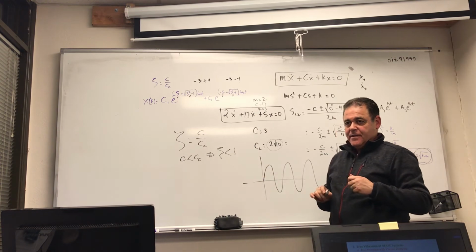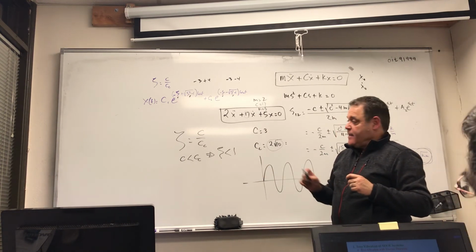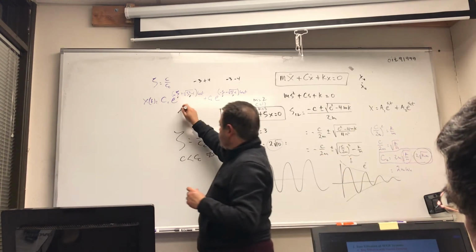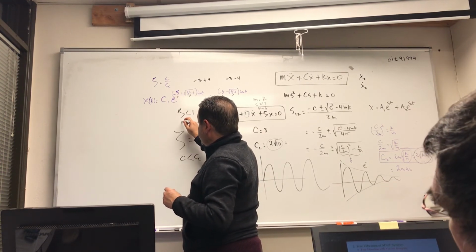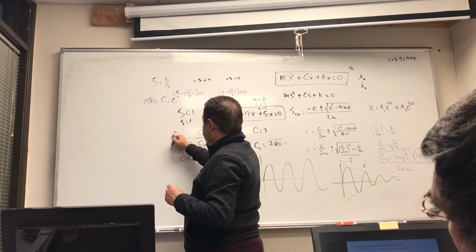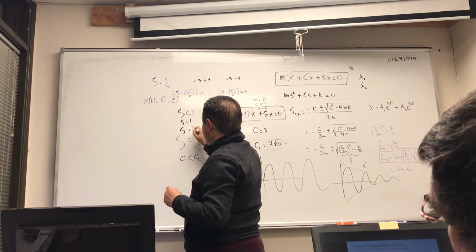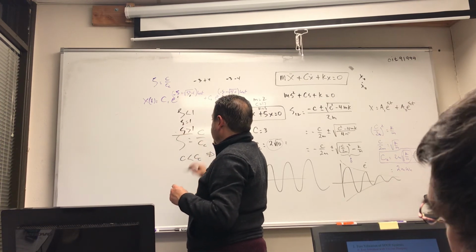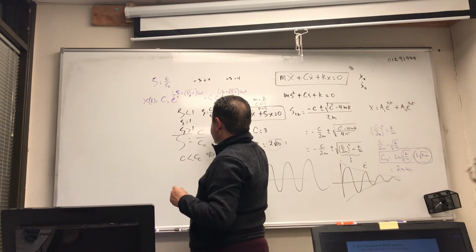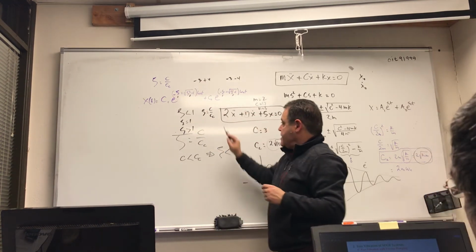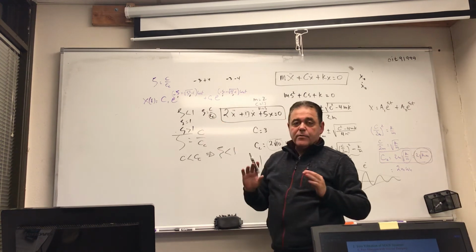oscillations. That's when zeta is less than 1. Critically damped is when zeta is equal to 1, and overdamped is when zeta is greater than 1. Because zeta is obviously C over Cc. So everything is compared to the critical damping.